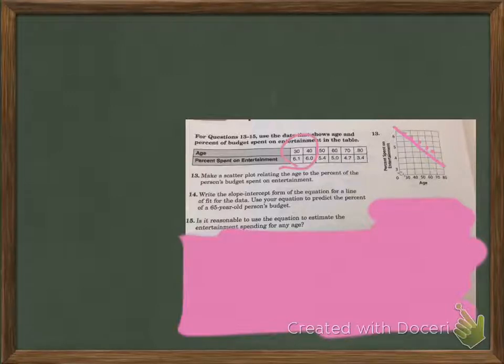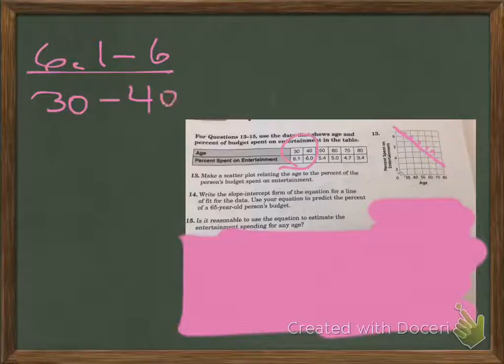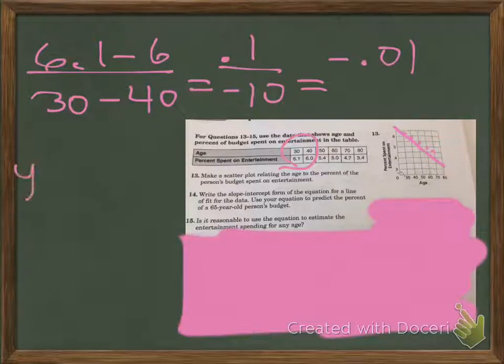And I'm going to write my equation in slope-intercept form. So I need to find my slope. That's going to be 6.1 minus 6 for our y's, over 30 minus 40. So 6.1 minus 6 is going to give us 0.1 over negative 10. We can simplify that to a decimal, which is negative 0.01, and that's going to be our slope.